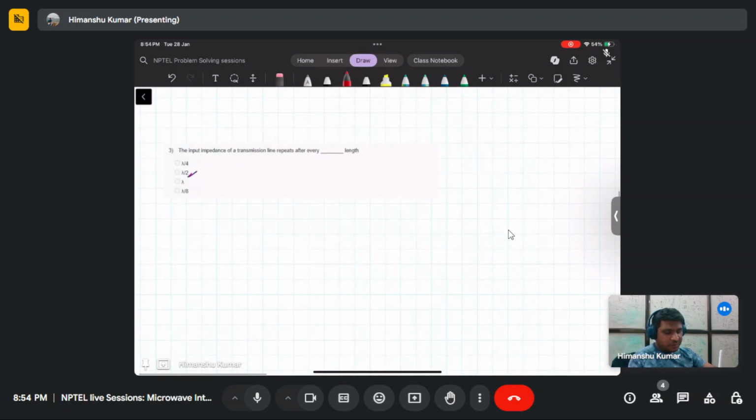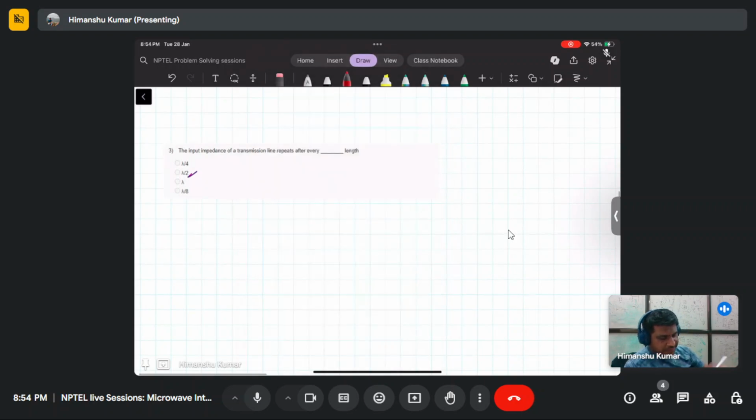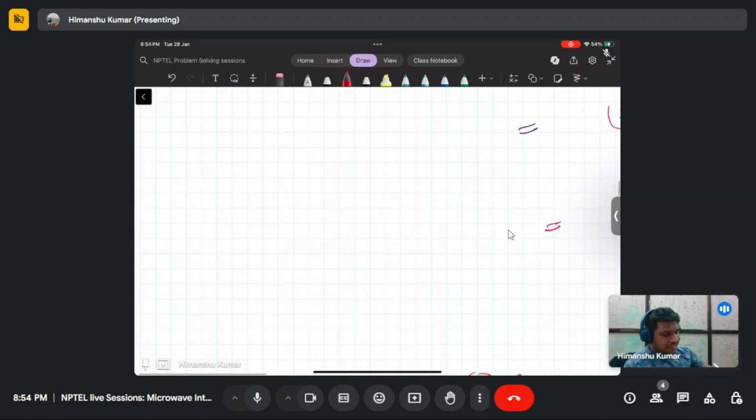Let's move to the next problem. The input impedance of a transmission line repeats after every length. As you can see, gamma equals ZL minus Z naught by ZL plus Z naught. As we have derived, this gamma repeats every lambda by 2, and it is also a function of ZL, so ZL will also repeat every lambda by 2. And you can derive that also.